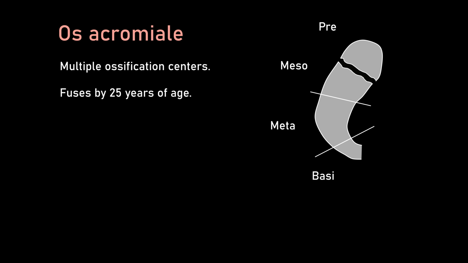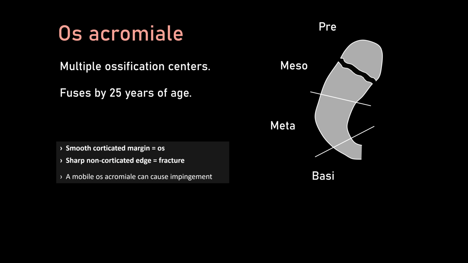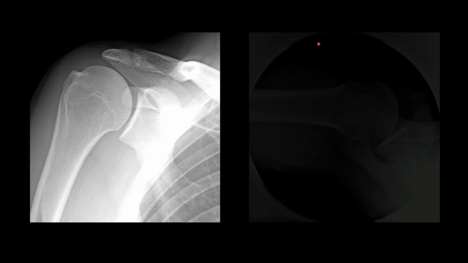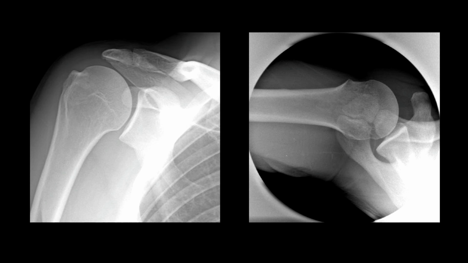An os needs to be differentiated from a fracture, and it's done by looking at the margins. If it is smooth and corticated, it's an os, and if it has non-corticated edges, it's more likely a fracture. On frontal views, you may not appreciate the os, and you need an axial view to accurately diagnose it.